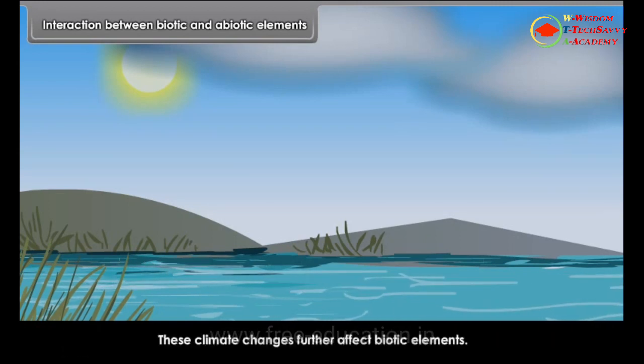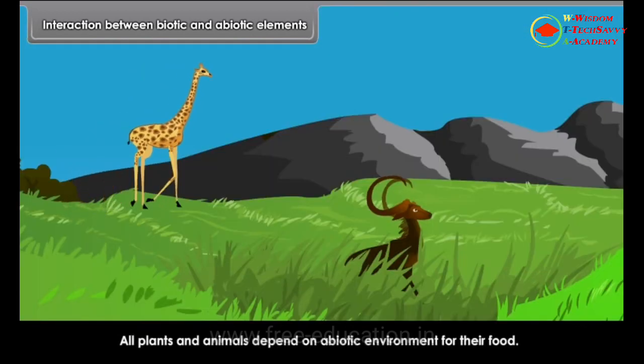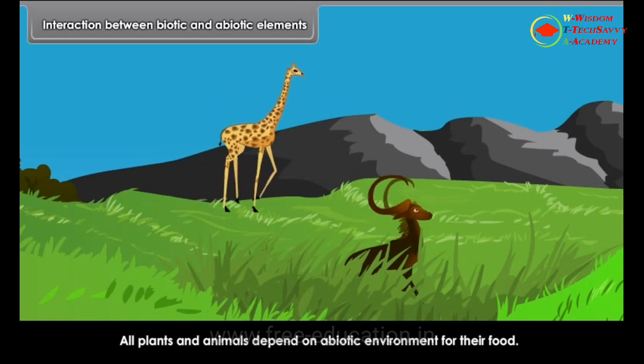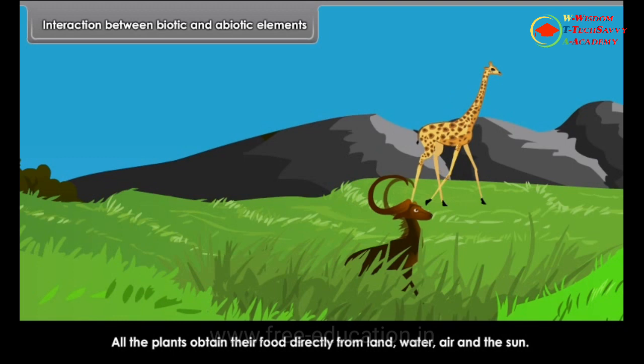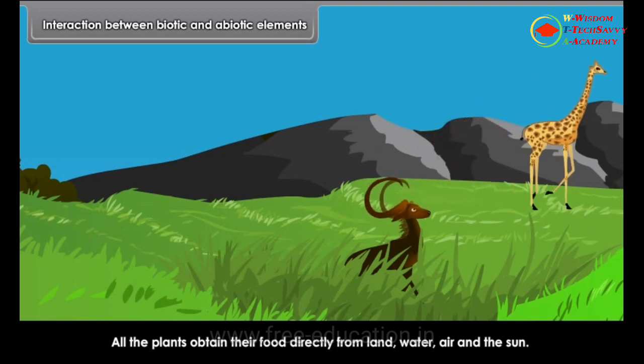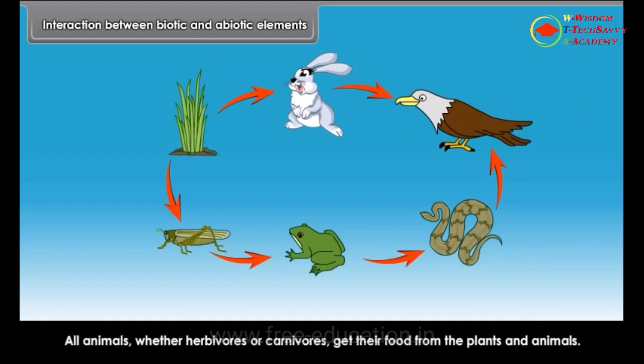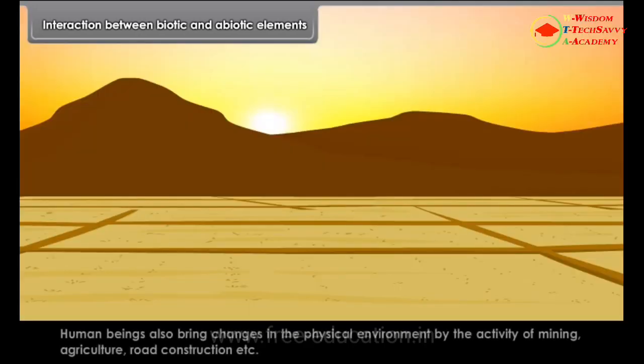All plants and animals depend on abiotic environment for their food. All the plants obtain their food directly from land, water, air and the sun. All animals, whether herbivores or carnivores, get their food from the plants and animals. Human beings also bring changes in the physical environment by the activity of mining, agriculture, road construction, etc.